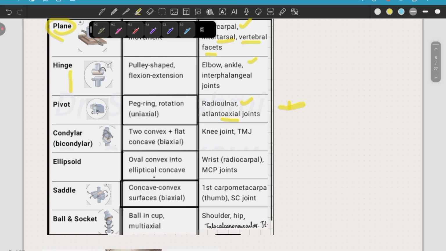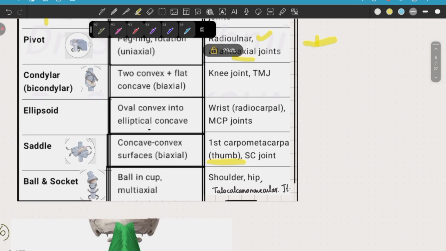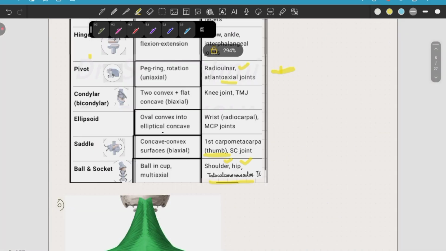Next, coming to saddle joint, it is like a horse saddle. Here, first carpo-metacarpal joint. You have to remember thumb in this. Thumb. Next, ball and socket joint. Here, this example they have given, right? Talocalcaneonavicular joint, shoulder and hip joint. All shoulder, hip and talocalcaneonavicular joint come in ball and socket joint.